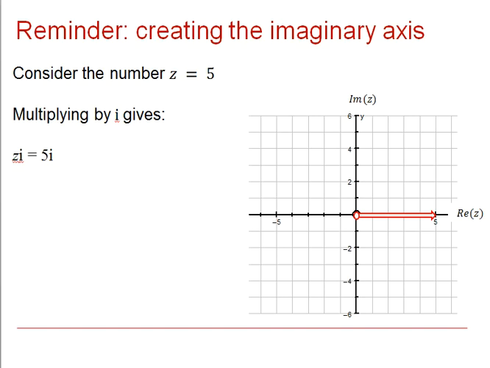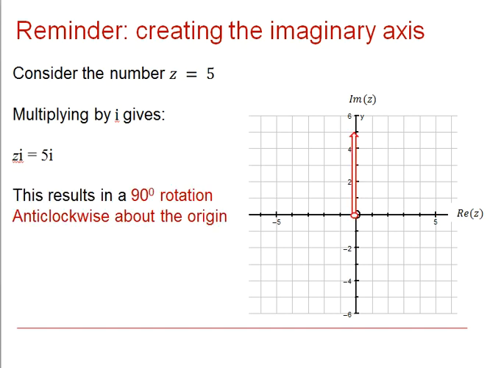In this Argand diagram, you can see that all four quadrants are shown. Consider the number z equals 5. Multiplying by i gives zi equals 5i. This results in a 90 degrees rotation anti-clockwise about the origin. So you can see that, as expected, 5i lies purely along the imaginary axis.